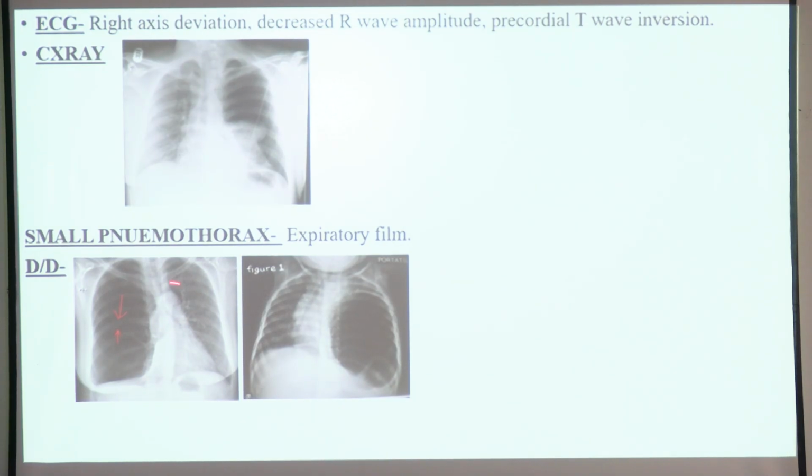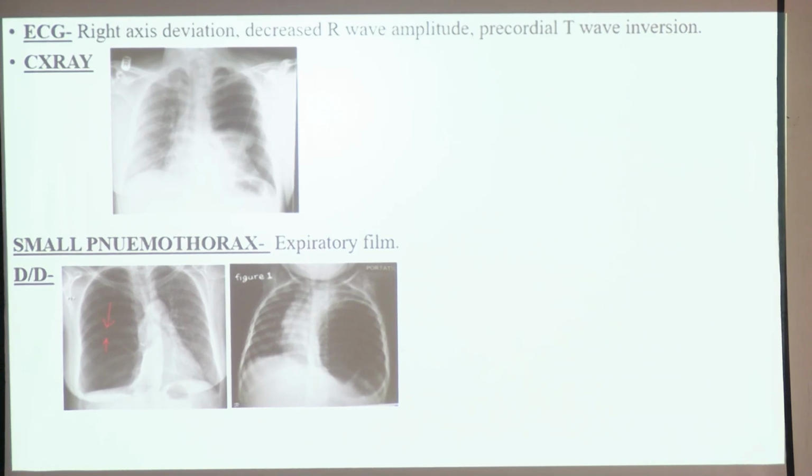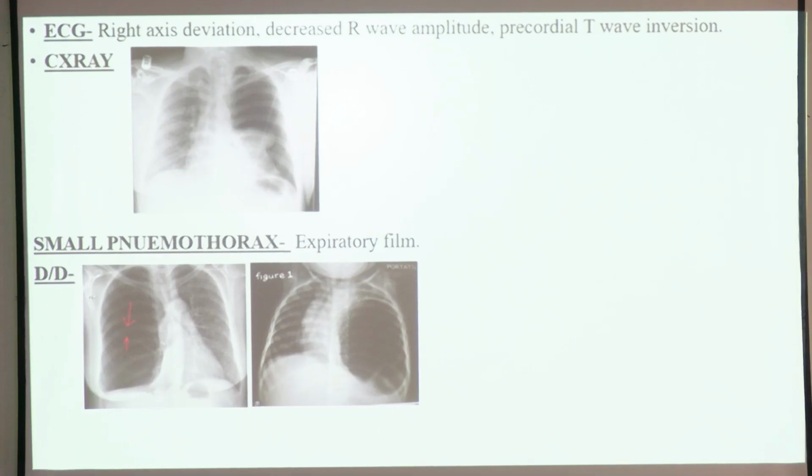But this is also a case of pneumothorax, right? These two are the films of pneumothorax. Huh? These are not pneumothorax. Why? Because look at the border. The border is concave. What was the border here? Convex. The border is concave. So this is a bulla, another air containing space, which is called a bulla, right?